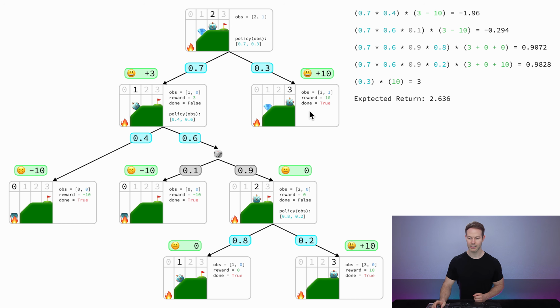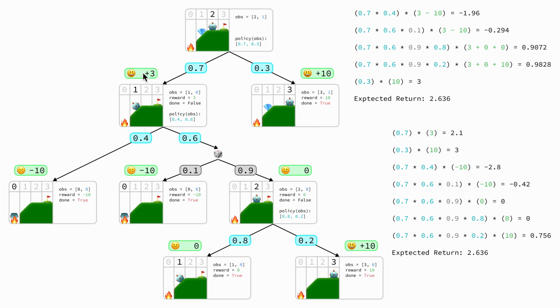For this other path, and for this path, we'll get this value and this value. And if we sum up all these values, we'll get our expected return, which is 2.636. Now, this is one way of calculating the expected return, but another way, which will be more intuitive going forward, is instead of summing over all the paths, to sum over all the rewards. So we sum over all the possible rewards times the probability of receiving that reward.